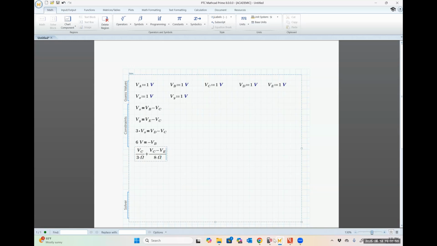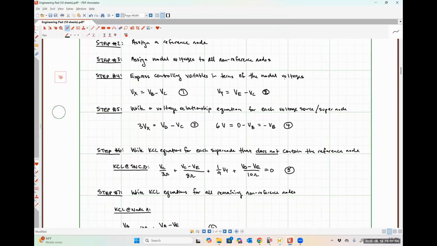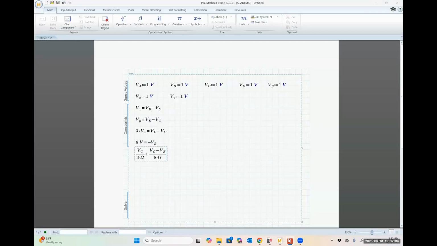Let's see, what else do we have here? 1/4 VY. That is a voltage-controlled current source. So I have 1/4, and then my units, because it's a voltage-controlled current source, are amps per volt. I'm multiplying that by VY.